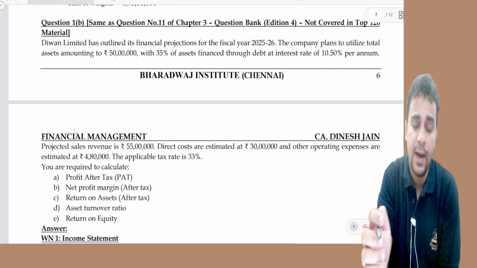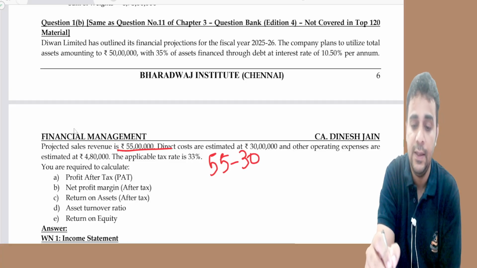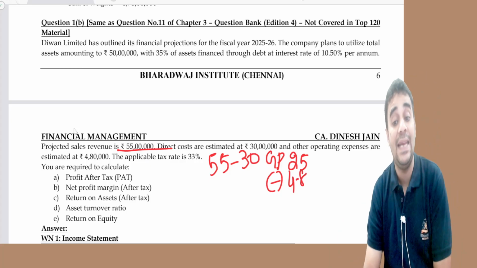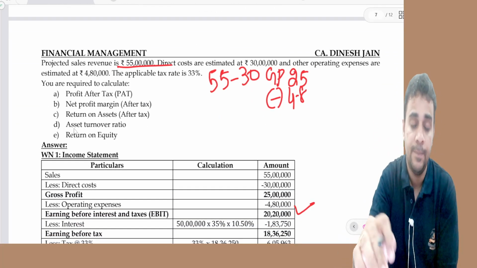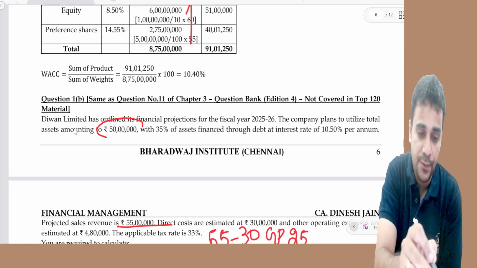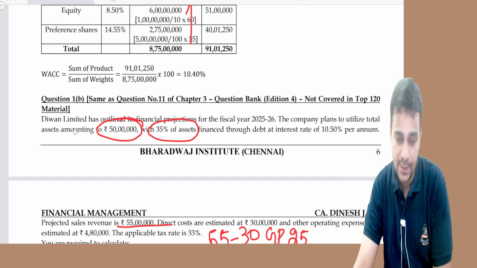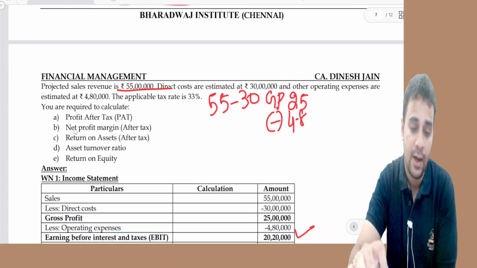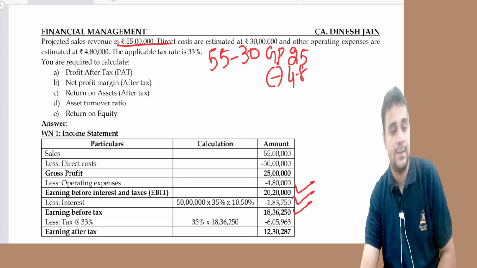It says we are planning to do sales of 55. Direct cost is 30. GP 25. Expenses 4.8. This will give you EBIT. After operating expenses, you will get EBIT, which is 20 lakh 20,000. Interest cost is 50 lakh, 35% of asset, 35% of asset into 10.5%. Deduct that.